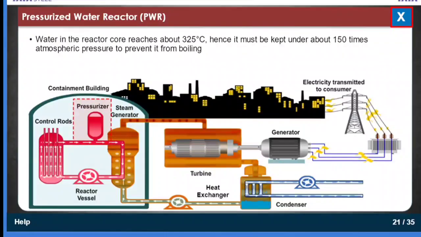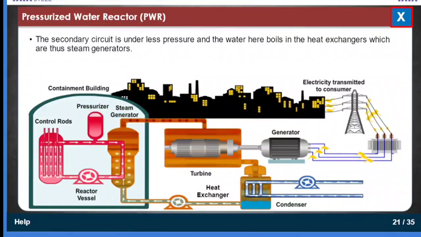In the primary cooling circuit, the water is also the moderator, and if any of it turned to steam, the fission reaction would slow down. This negative feedback effect is one of the safety features of the type. The secondary circuit is under less pressure and the water here boils in the heat exchangers, which are thus steam generators. The steam drives the turbine to produce electricity and is then condensed and returned to the heat exchangers in contact with the primary circuit.